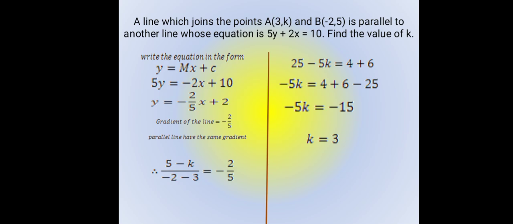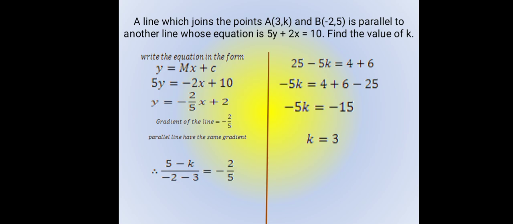A line which joins point A(3k) and point B(-2, 5) is parallel to another line whose equation is 5y + 2x = 10. Find the value of k. Now, first of all, we write our line in the form y = mx + c so that we can know the gradient. You can see after writing like that, we get y = -2/5 x + 2. So our gradient is -2/5.